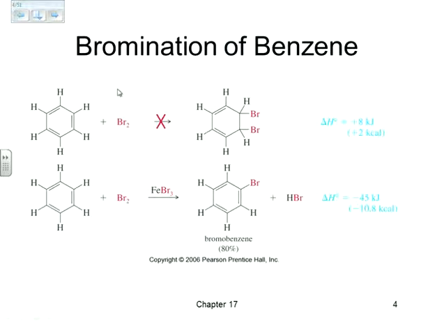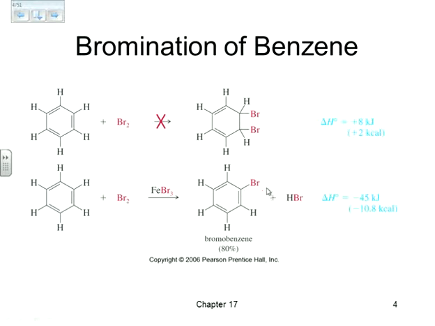Okay, so I don't know if you remember from last chapter, but if we just put, for example, Br2 in with benzene, nothing will happen. It's not reactive enough, benzene's too stable, okay? But if we put Br2 with iron(III) bromide in there as a catalyst, let's see what happens.